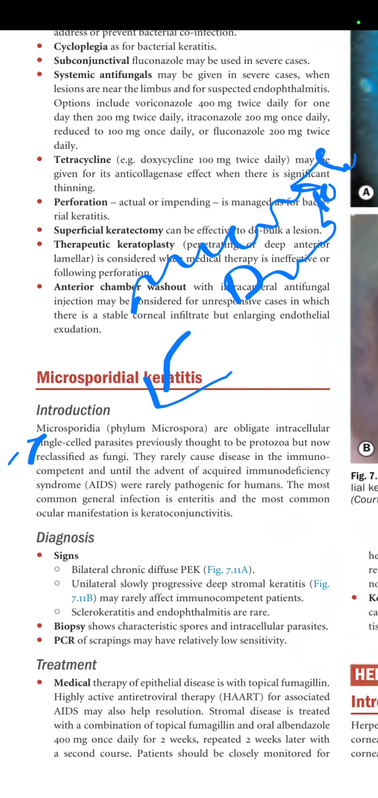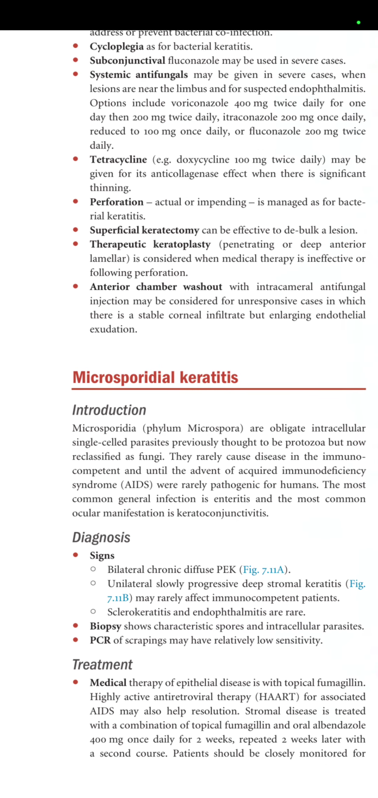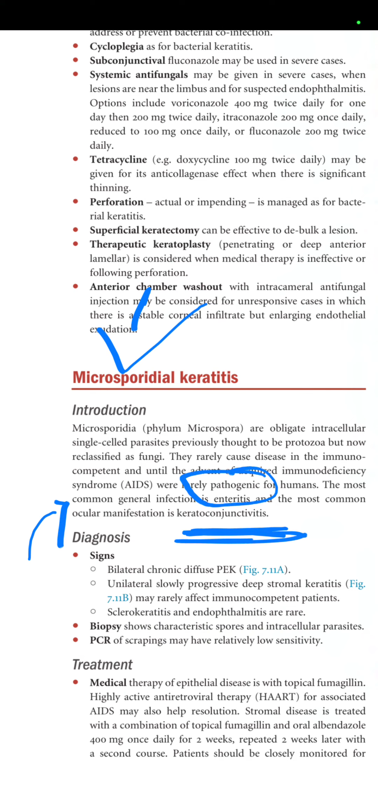They rarely cause disease in the immunocompetent until the emergence of acquired immunodeficiency syndrome. The most common systemic infection is enteritis, and the most common ocular manifestation is keratoconjunctivitis. So it tends to affect the immunocompromised individual. And what are the systemic manifestations? It is enteritis, an infection of the intestines, and in the eye it is the cornea and the conjunctiva that are affected, keratoconjunctivitis.